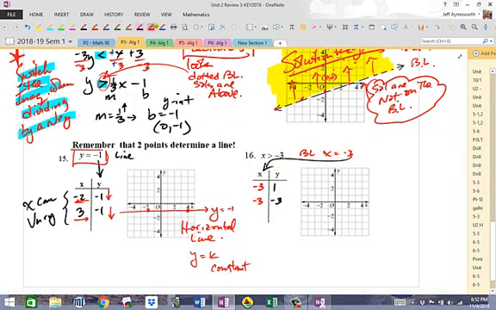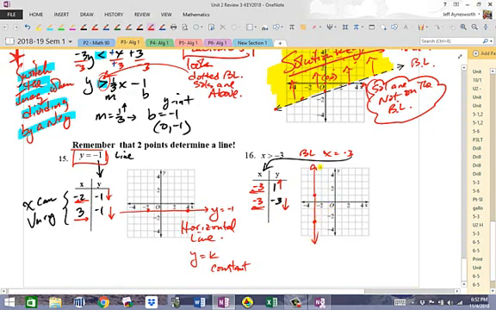So you go left 3, up 1. You go left 3, down 3, and that's down here. Notice it's a vertical line passing through -3 on the x-axis. This is x equals -3. But notice here that it's greater than, so it's dotted. We have a dotted boundary line. So get your eraser out and make it dotted.